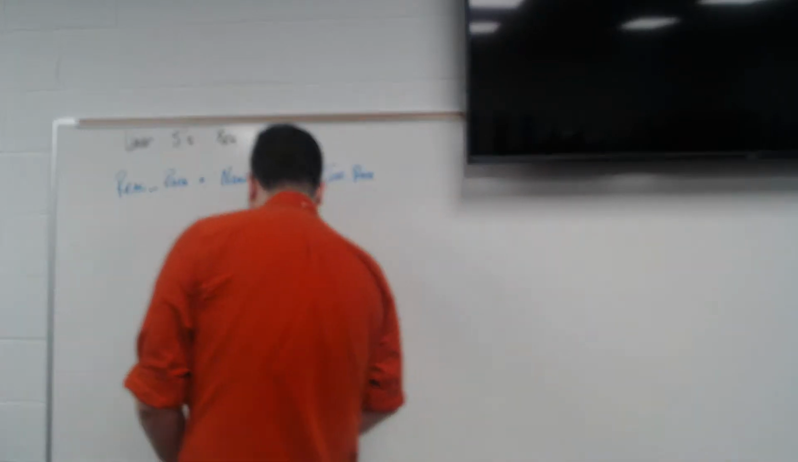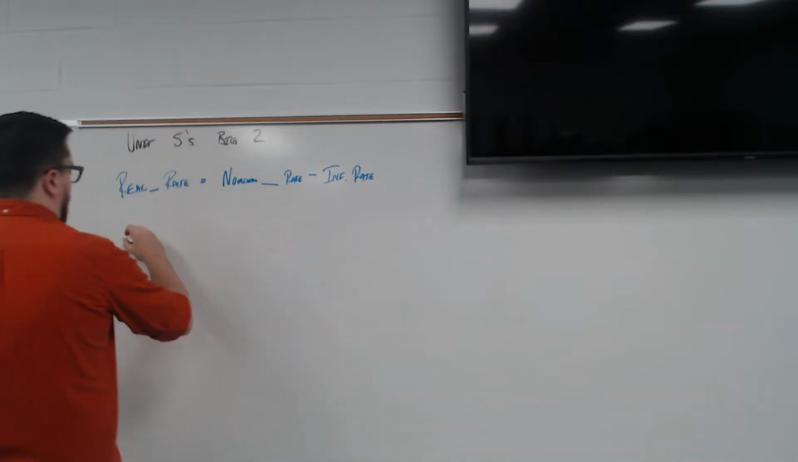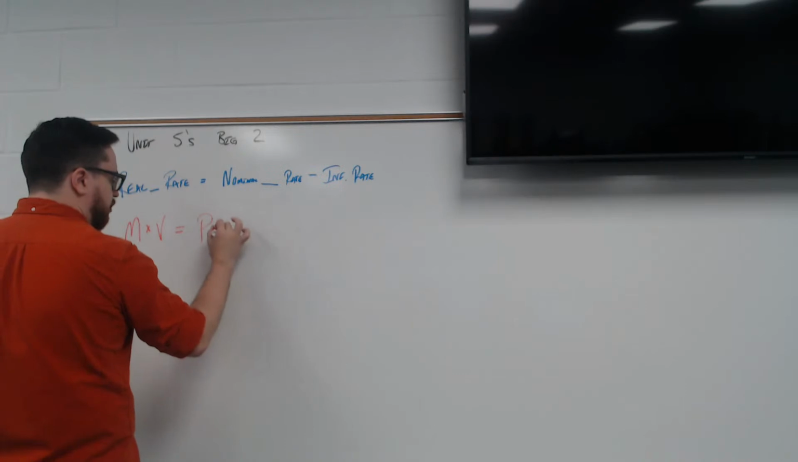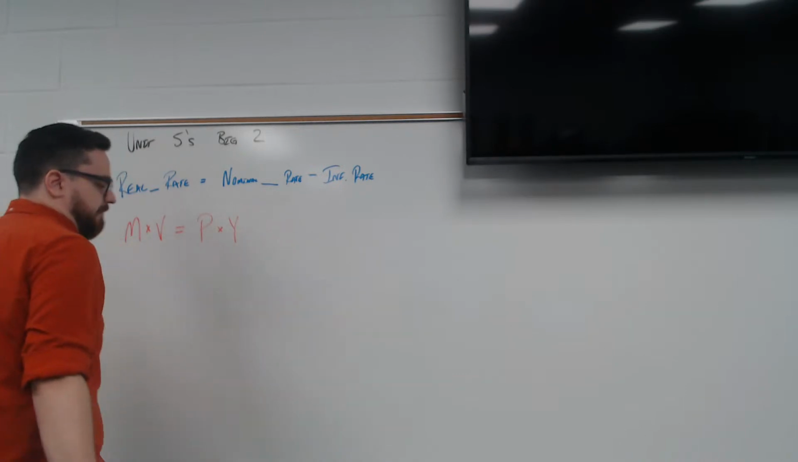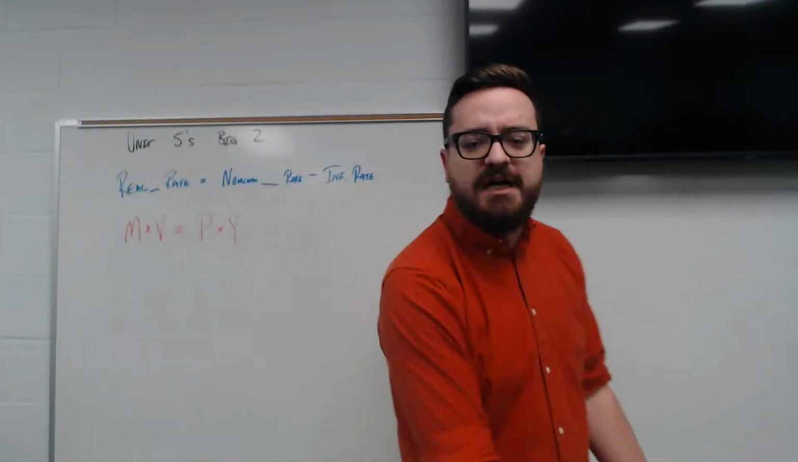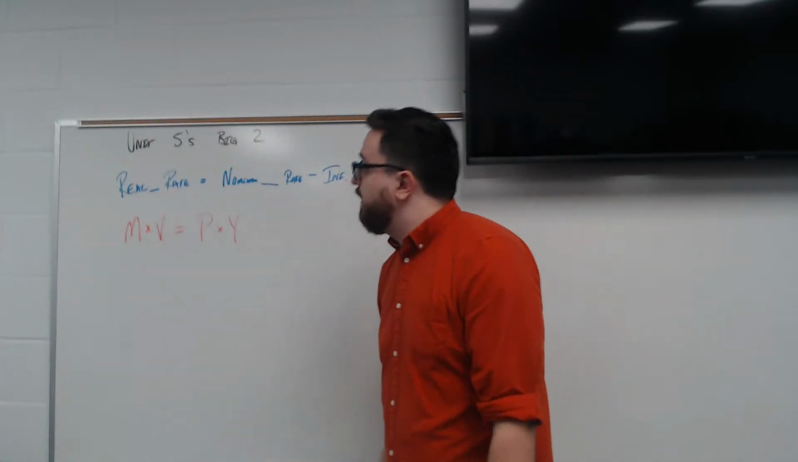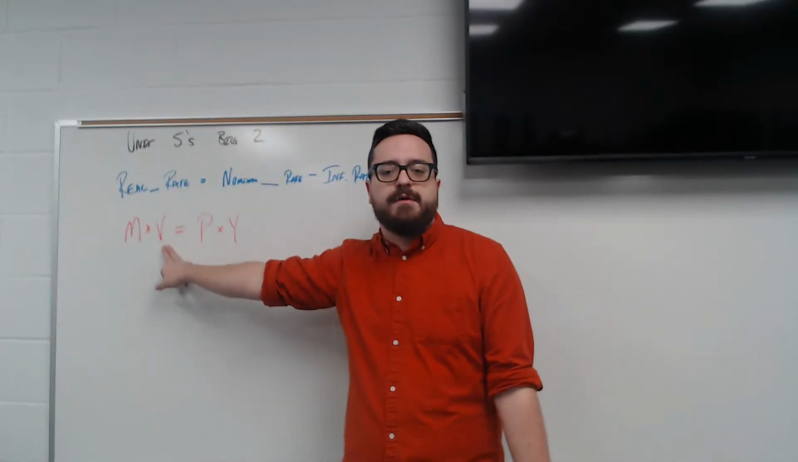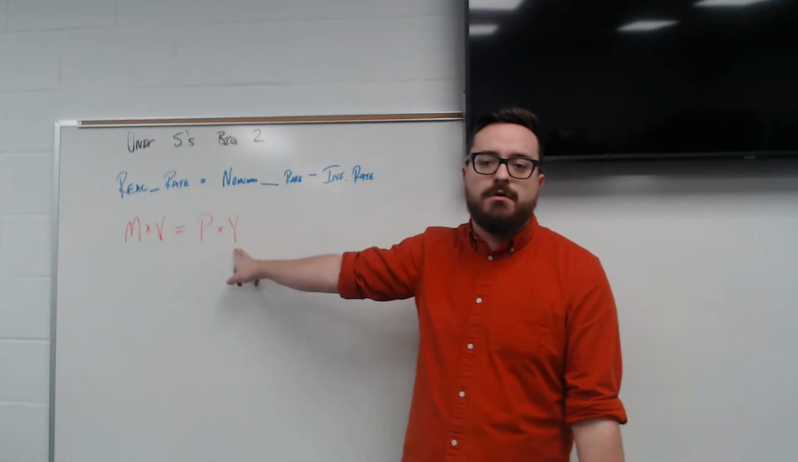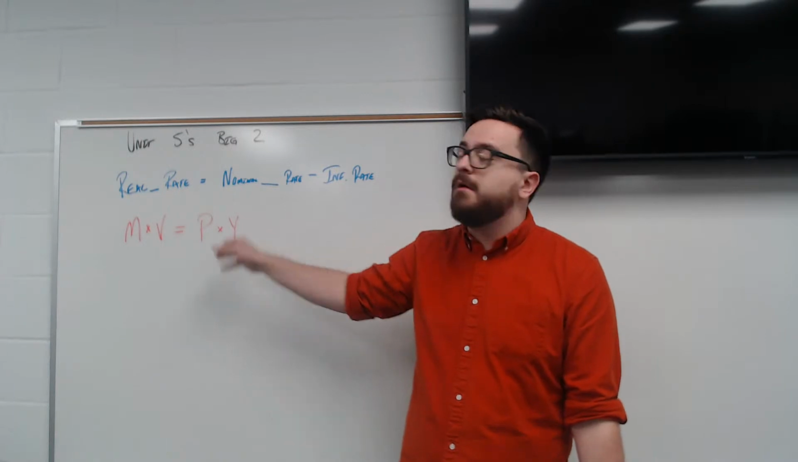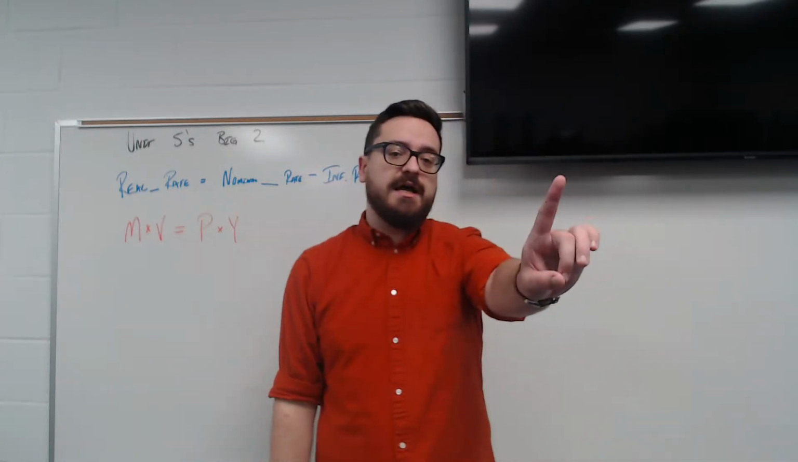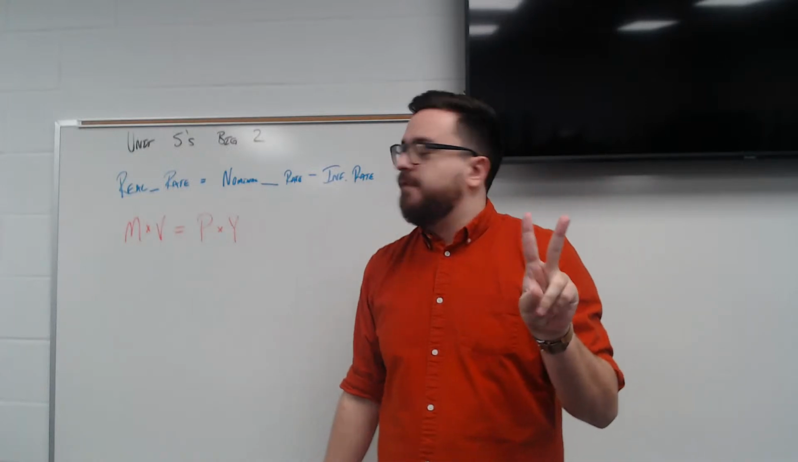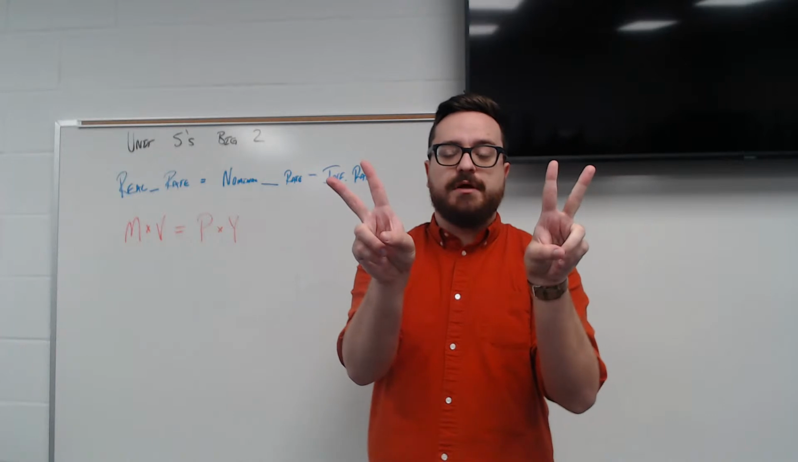And then the other one for Unit 5 is the quantity theory of money equation. M times V equals P times Y, where M is the money supply, V is the velocity of money, P is price level, Y is real GDP. Basically, if you take the money supply and multiply it by how fast people spend it, which is the velocity of money, that'll get you price level times real GDP.